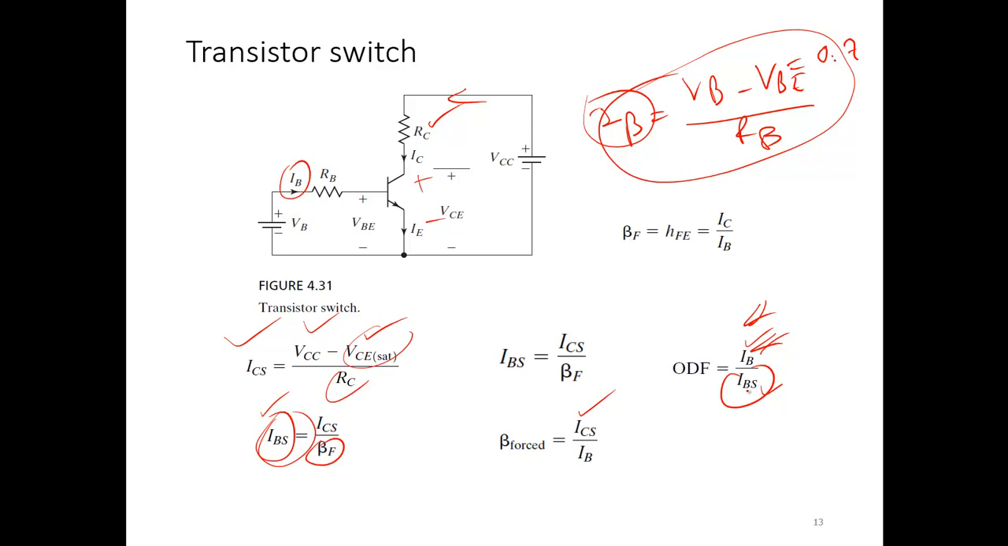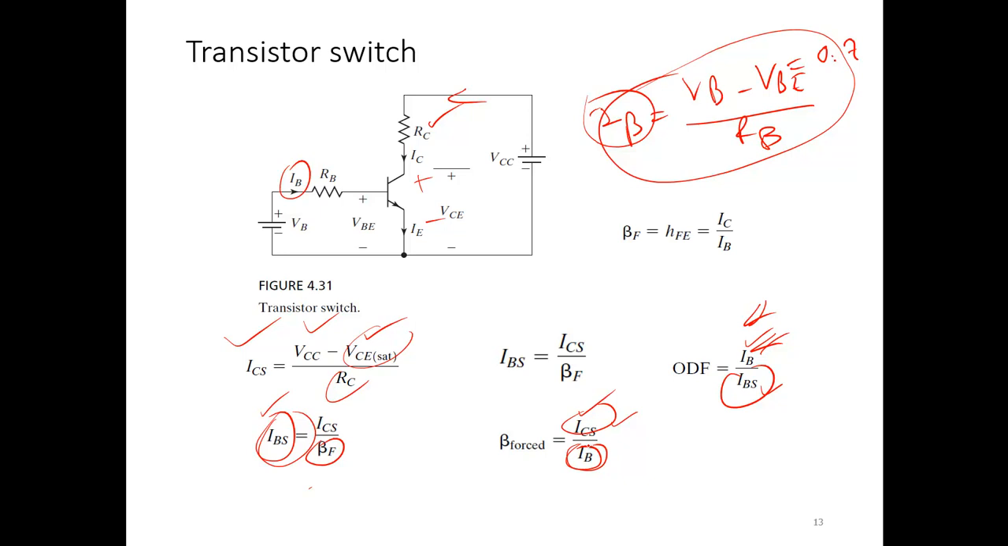It is the designer's choice. Now the forced beta. Like the beta we have, this is a different beta. You are forcing the collector current, whatever base current you are applying. This ratio is called the forced beta. For normal electronic circuits you have the beta concept, the collector current to the base current ratio. But here we have the concept of overdrive factor: how much you need, how much you are applying, and then the ratio of the collector current at saturation to the base current you are applying. That's called the forced beta.